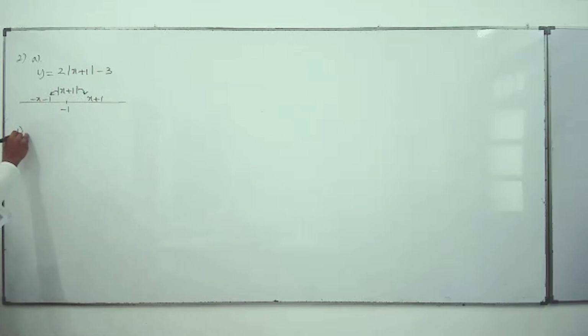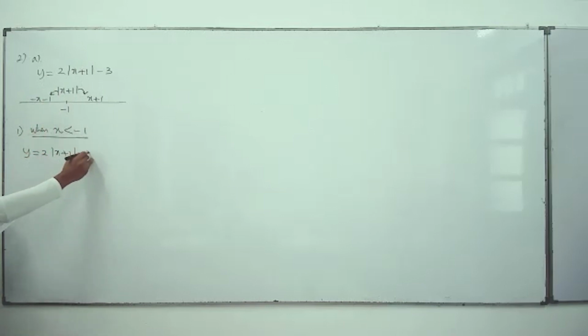Now, first one, when x less than minus 1. How to search this? y equals 2 times mod x plus 1 minus 3. No? Right. 2 times mod x plus 1 on the left of minus 1 takes this. Then put minus x minus 1 minus 3. Then the graph we must show is minus 2x, here minus 2, minus 3, minus 5.